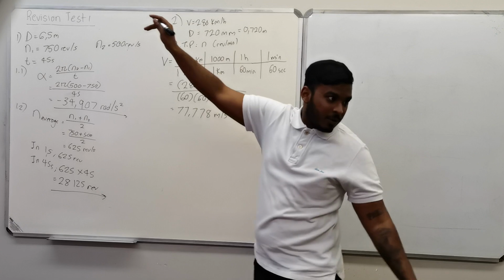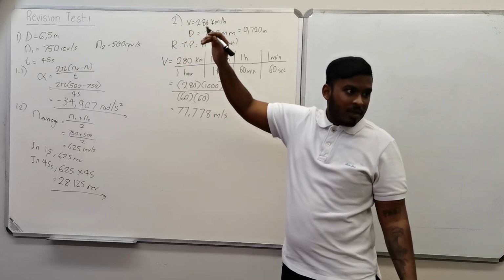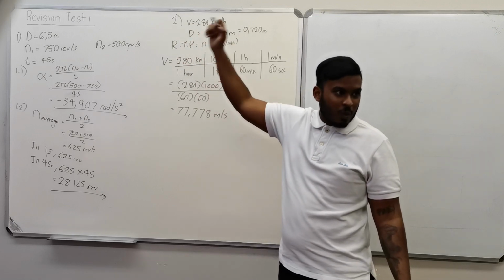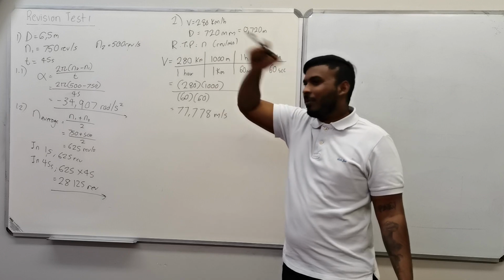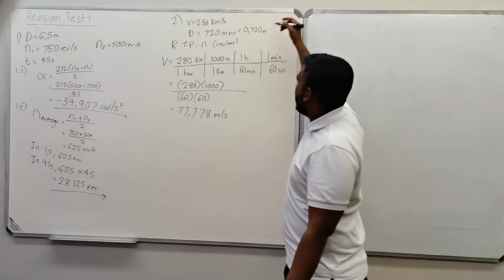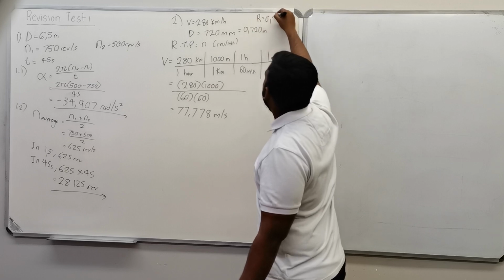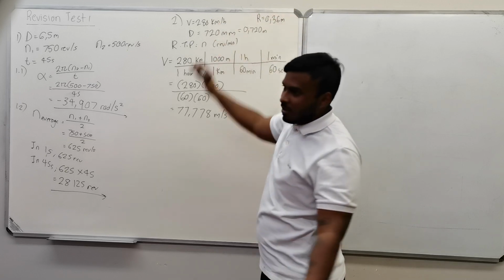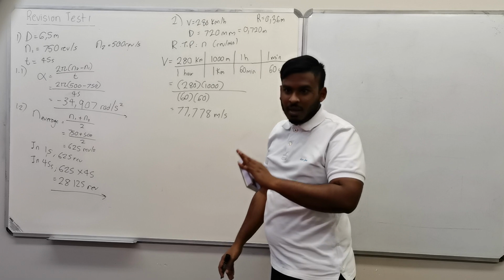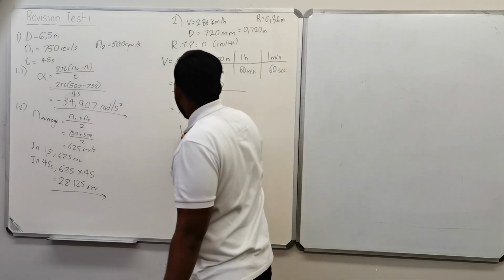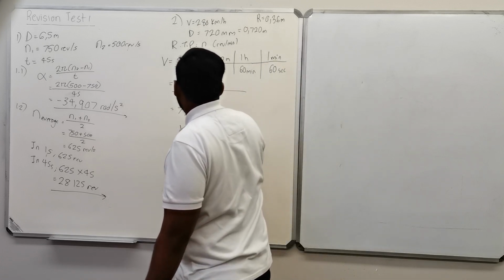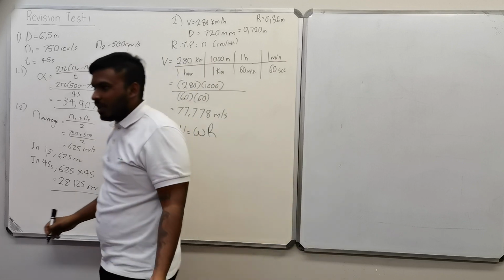0.720 meters. You understand how we got that, right? So the radius. 1,000 millimeters is equal to 1 meter. Right? So the radius, given these values, would be half of this, which is 0.36. Right? Fine? Fine. Now you know the formula: linear velocity is equal to angular velocity times radius.